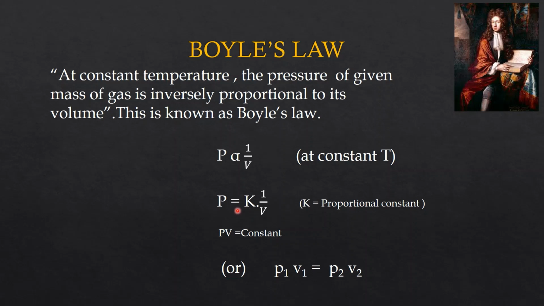So P is equal to K into 1 by V. Send V to the left side. Then PV is equal to K, or constant. PV is equal to constant is the mathematical form of Boyle's Law, or P1V1 is equal to P2V2.